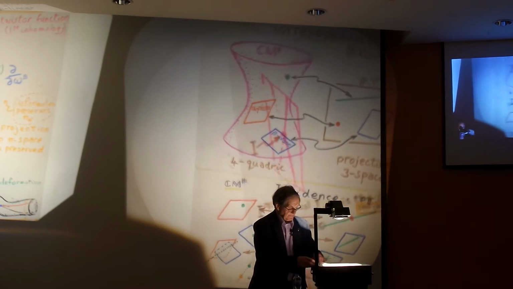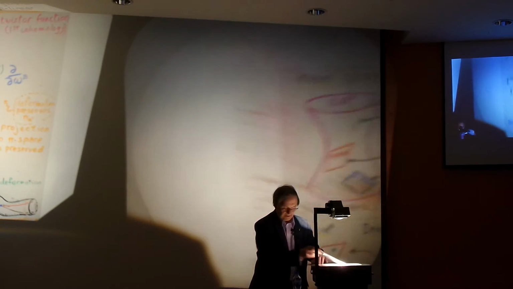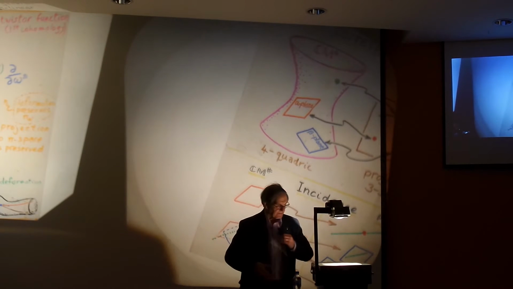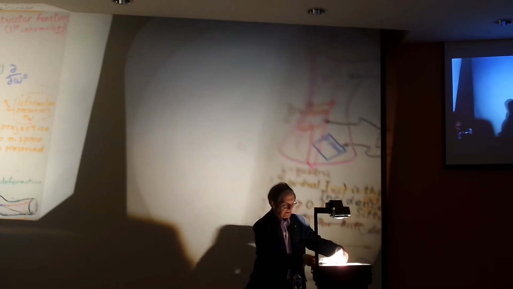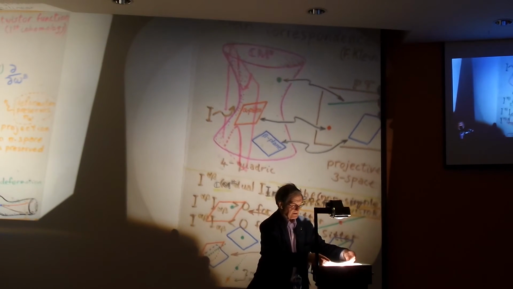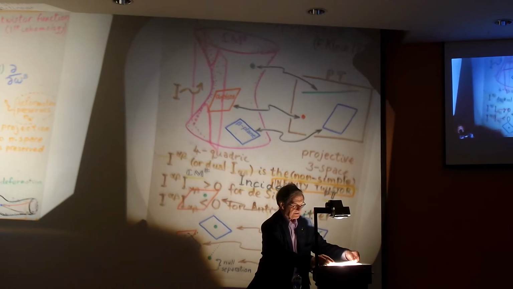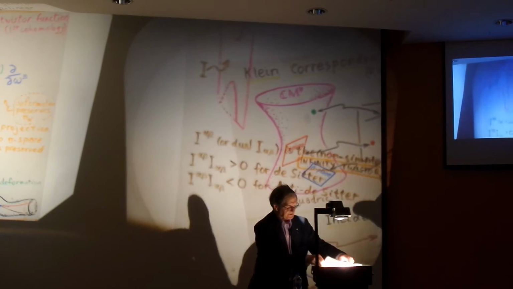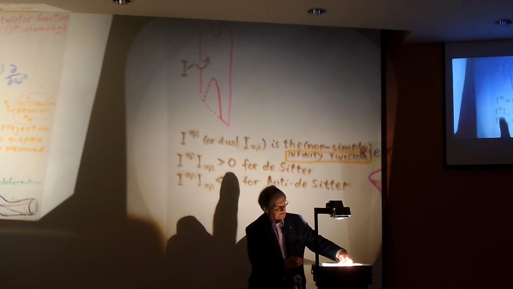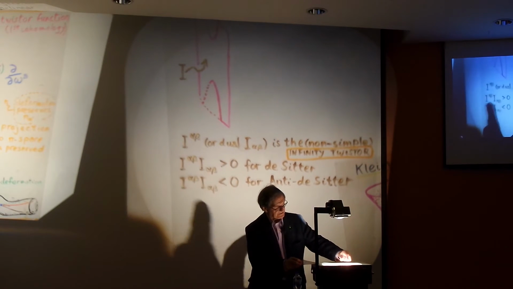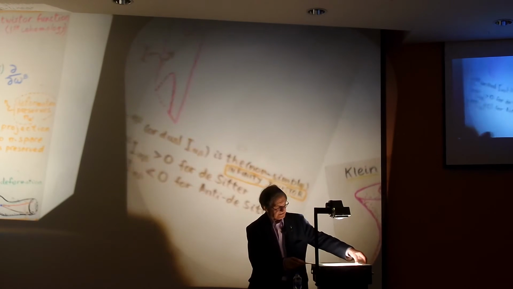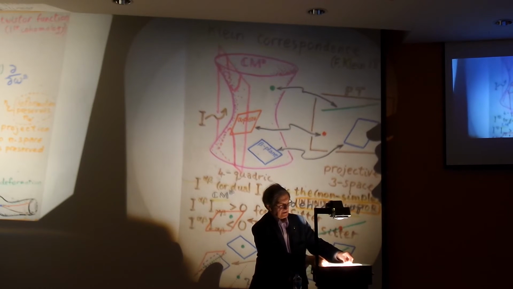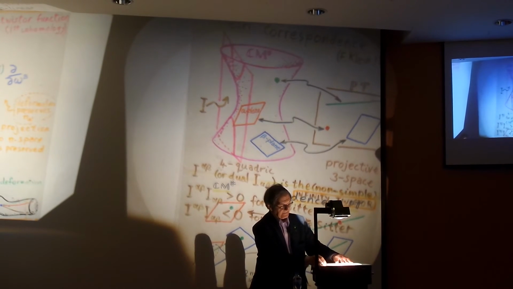But in general, if you have a non-degenerate infinity twistor, you can't see all these pictures at once. For de Sitter space, this factor is positive, and for anti-de Sitter space, it's negative. And that corresponds to this infinity being a non-singular surface rather than a curve.